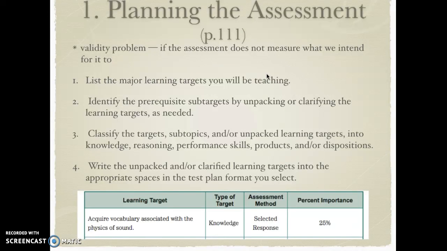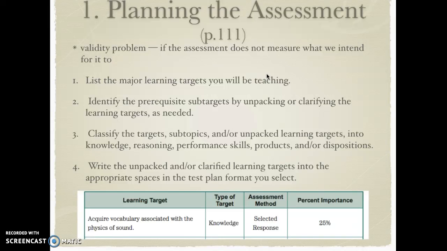So the first kind of vocabulary term I think it's important for us to know is validity problem. So this is when the assessment does not measure what we intend for it to. I think this oftentimes happens in the classroom. So the first step in planning is to list our major targets. Second, identify the sub-targets. Third, classify these targets or sub-targets. And then 4, write the unpacked and or clarified learning targets into the appropriate spaces in the test plan format that I select. So this is all found on page 111, and most of this is pulled directly from that page. So if there are any questions here, page 111 is a great place to go.